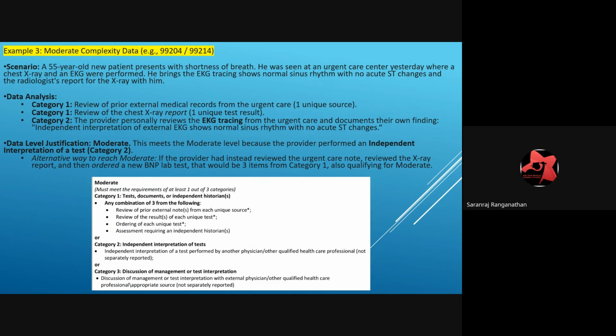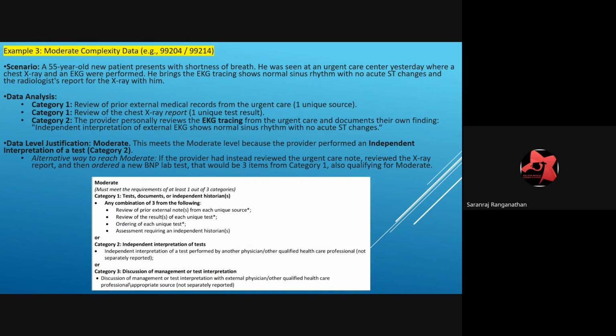So it can be a combination from a review of the prior external note, review of the result or ordering of each test, and assessment required for the independent historian. Usually, in the cases in the data, when we are taking up a project for an acuity report, most of the people may have had the moderate level in the previous month. Suddenly they'll go for the low level when you have trainee people or freshers in the process.